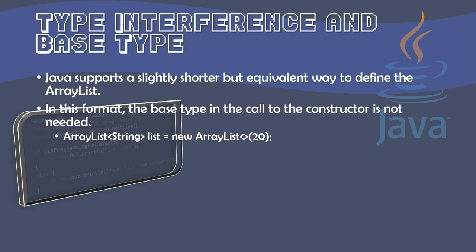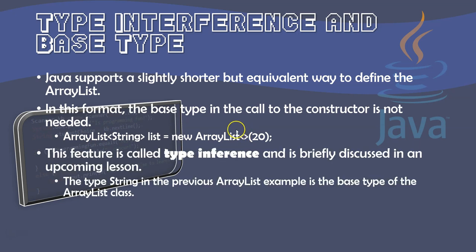So if we look at this here, I can say ArrayList<String> list = new ArrayList<>(20), and you notice in these angle brackets right here, we still have the type defined here, but over here there is not a type defined. And this, of course, is exactly the same as what we just saw, but there's no type defined here. This is a feature called type inference, and we're going to briefly discuss this in an upcoming lesson, but the thing that we need to know here is that the type String in the previous ArrayList example is the base type of the ArrayList class.